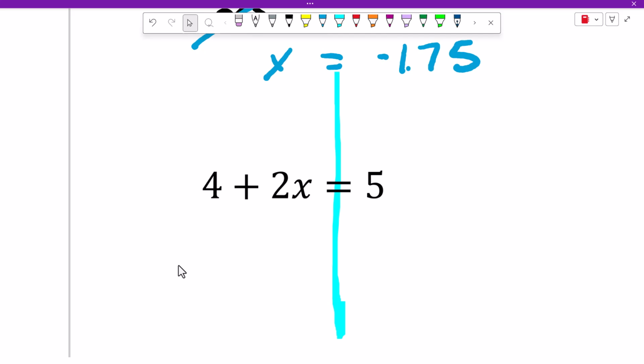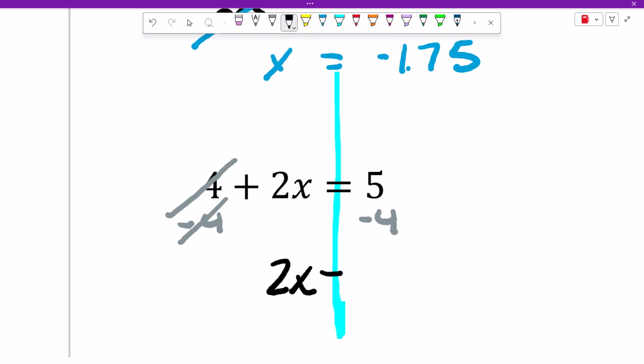Which number are you going to get rid of first? Cover up the side that doesn't have the letter. The 4 or the 2? The 4. Do we add 4, subtract 4, multiply, divide? What do we do? Subtract. It's positive 4 minus 4. That makes 0. The 4s go away. We're left with a 2x. What do we have on the other side? 1. 5 minus 4 is 1.